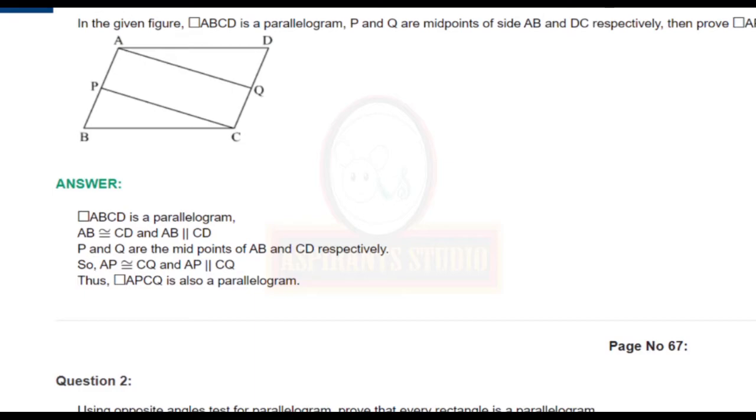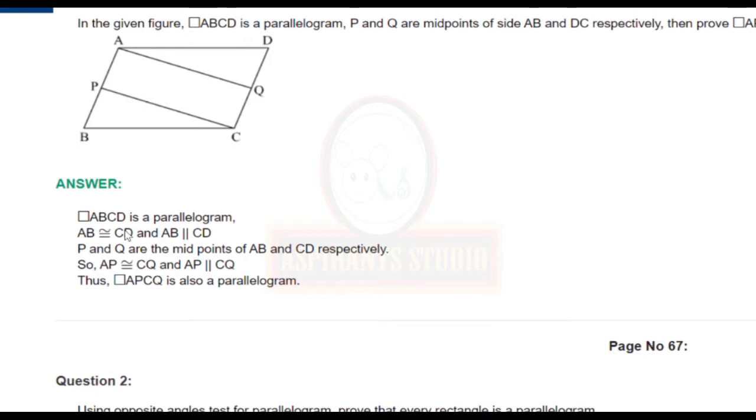Quadrilateral ABCD is a parallelogram. Within brackets you have to write given. In the next line you write according to the definition of parallelogram. Segment AB, write segment here, it is missing. Segment AB is congruent to segment CD and AB is parallel to CD by definition of parallelogram. Within brackets you write by the definition of parallelogram.